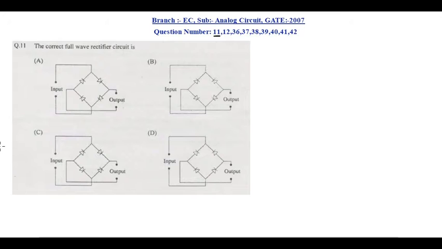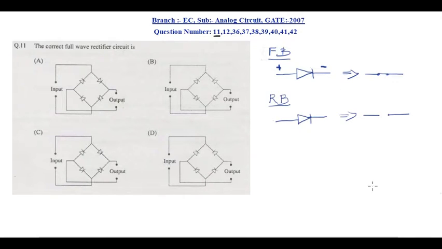Here it is asked to identify the full wave rectifier among the four possible options. To find the solution, we have to remember three things. First, when the diode is forward biased, that is, its anode is applied with some positive voltage and its cathode with some negative voltage, it acts as a short circuit. It will allow the current to flow through it.